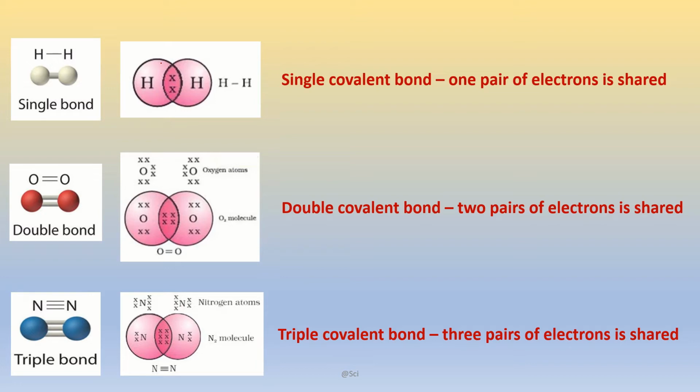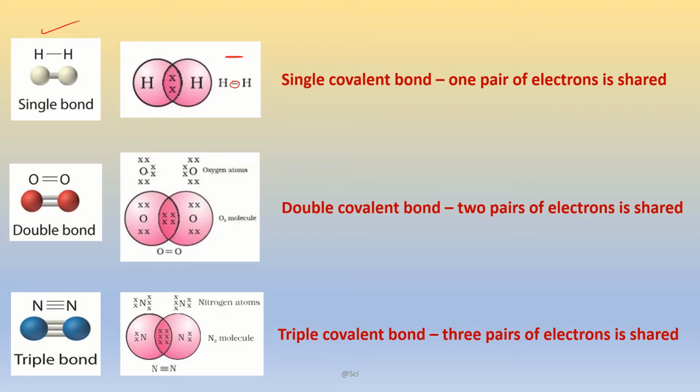If you look at this, here there are two hydrogen atoms. Hydrogen has one electron, so both of them contribute one electron each and form a single covalent bond. You can just represent it as a single horizontal line. This is also a way of representation of a single bond. Double bond, when two pairs of electrons are shared.